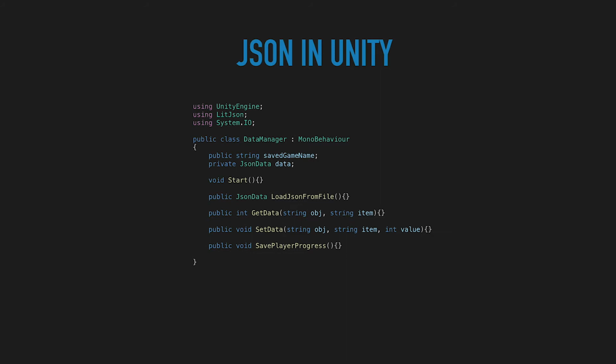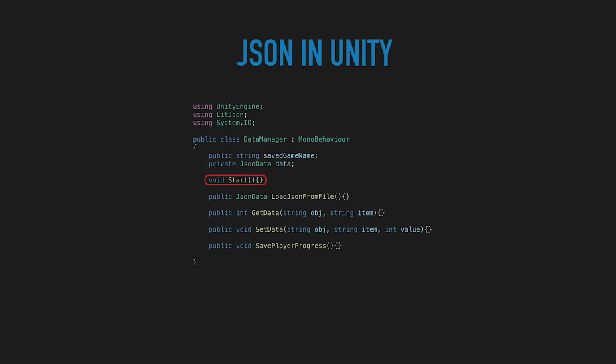So let's talk about the code. I'm coding in C#. I'll first explain the broad overview and then go into details. First off, I'm using Unity Engine, litJson and System.IO. I named my script DataManager, and it will be deriving from MonoBehaviour. Here are two variables, a public string that we will use to decide the name for our saved file, and a JsonData object that we will use to load our JSON text into.